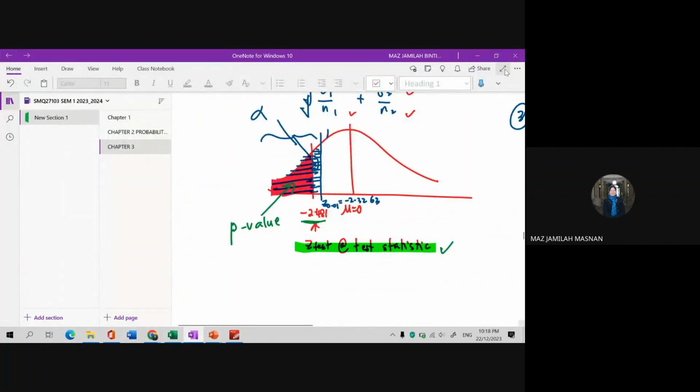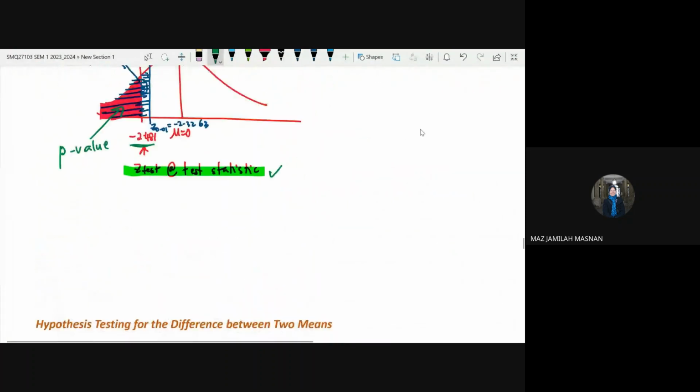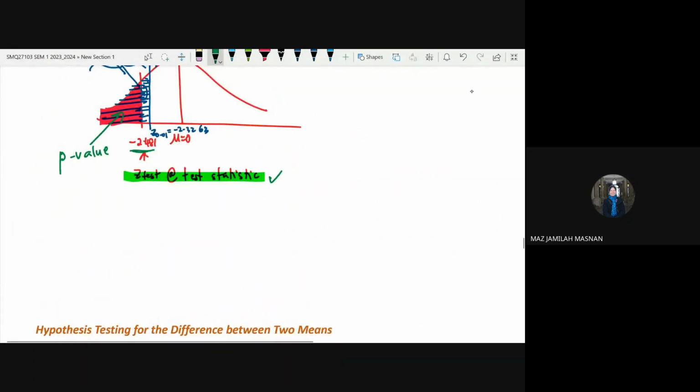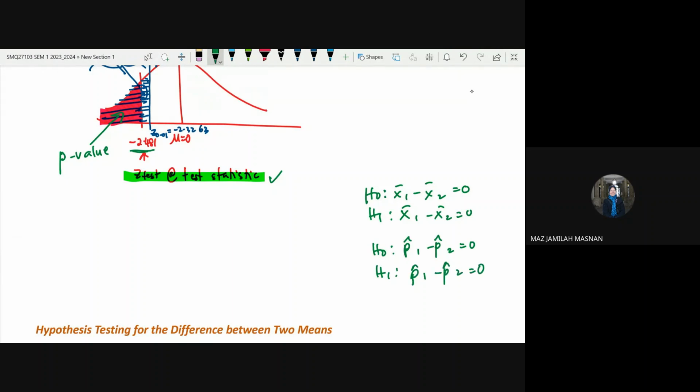Why don't we test this way? Why don't we put this way? Null is x bar 1 minus x bar 2 equal to 0, alternative is x bar 1 minus x bar 2 not equal to 0. Or if you are talking about proportion, null p hat 1 minus p hat 2 equal to 0, alternative p hat 1 minus p hat 2 not equal to 0.